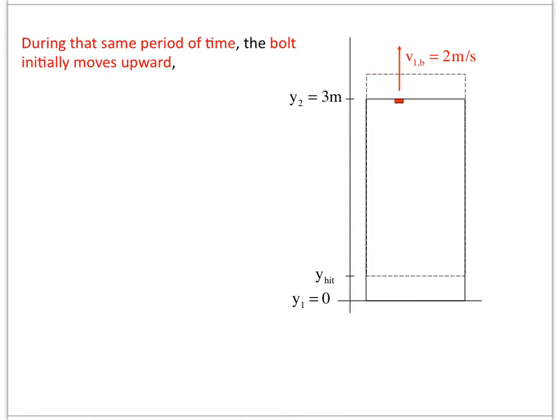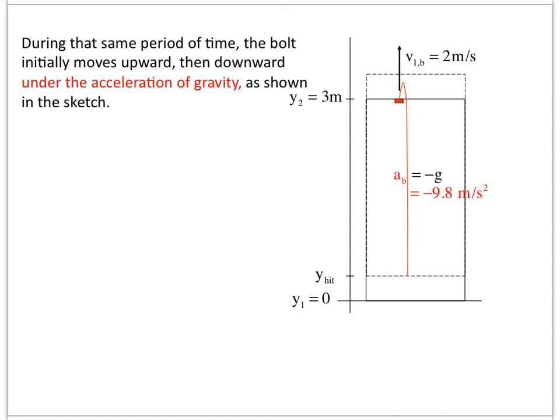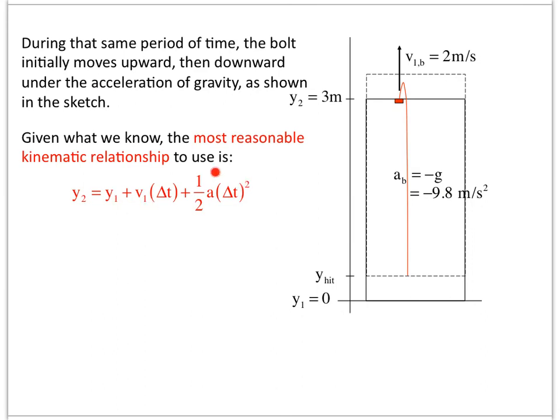In any case, during that same period of time, the bolt initially moves upward with a velocity of 2 meters per second. Then it moves downward under the influence of gravity. So what relationship do we have that has coordinates, initial velocity, acceleration, and time? Same relationship that we had before. Final coordinate of the bolt is y hit. So we write y hit. Initial coordinate of the bolt was what I've called on my coordinate axis y2. So I write y2.